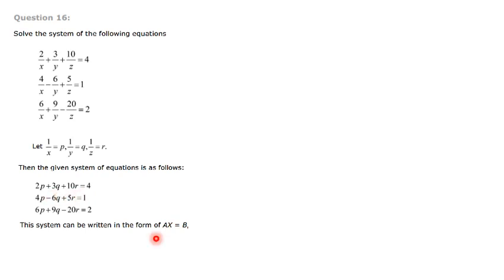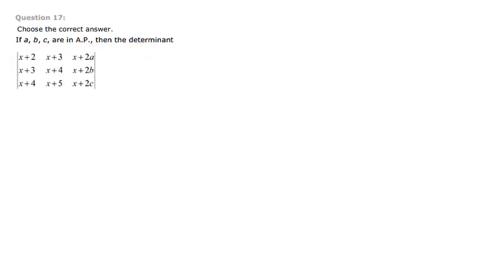Once you get the values of p, q and r, we have to substitute 1/x = p, 1/y = q and 1/z = r. Then we have to get the value of x, y and z. So this question you will try as homework. Next we shall discuss question number 17.